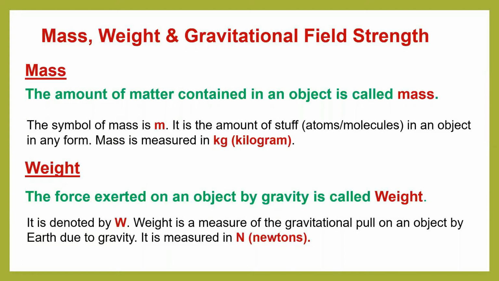Now we can talk about weight. The force exerted on an object by gravity is called weight. It is denoted by W. Weight is a measure of gravitational pull on an object by Earth due to gravity. It is measured in newtons. So that pull could be from Earth, Mars, Jupiter, Moon, or any star.